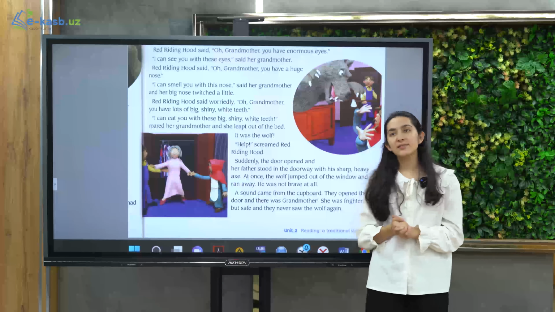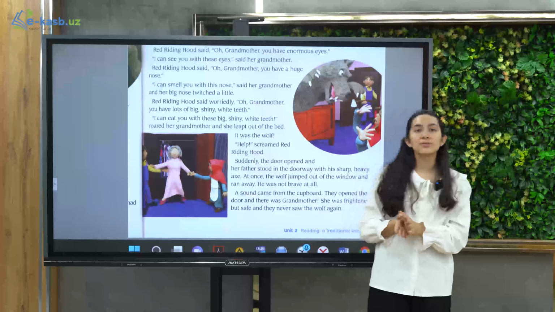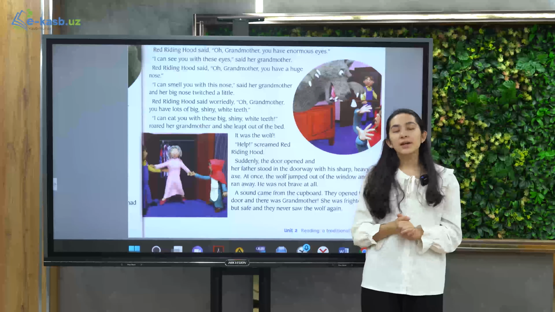So an axe is a big instrument with the help of which we cut trees, or in Uzbek, it is bolg'a.